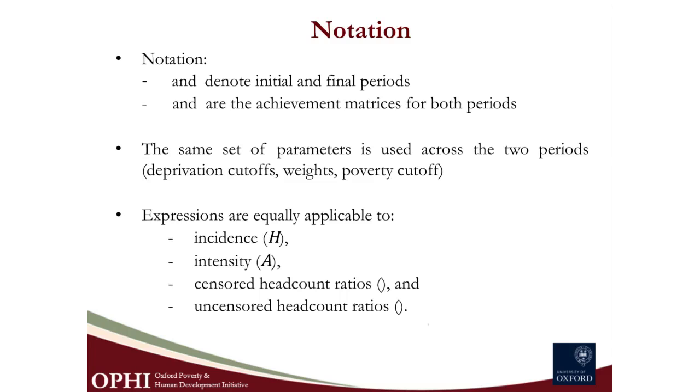Notation. We'll have a T1 and a T2. T1 is the initial period, T2 the final period. X_T1 and X_T2 are our achievement matrices. It's just a matrix that represents the achievements of our society in the first period and in the last period. This I already said, I'm assuming that the parameters are strictly the same. So therefore, in my notation, although the M0, the H, and A depend on a series of parameters, I'm just going to put them as depending on the achievement matrix. All the rest is the same.